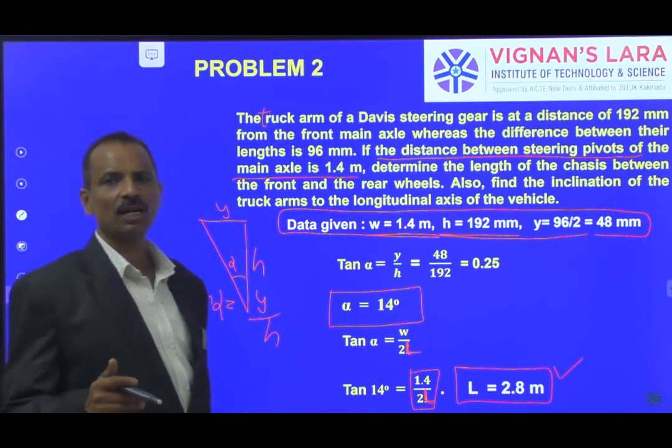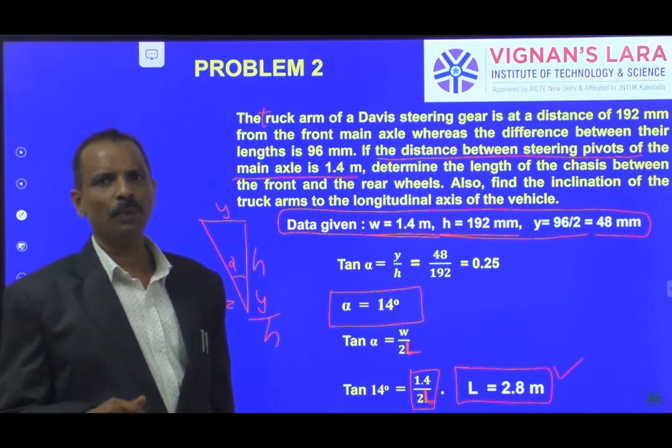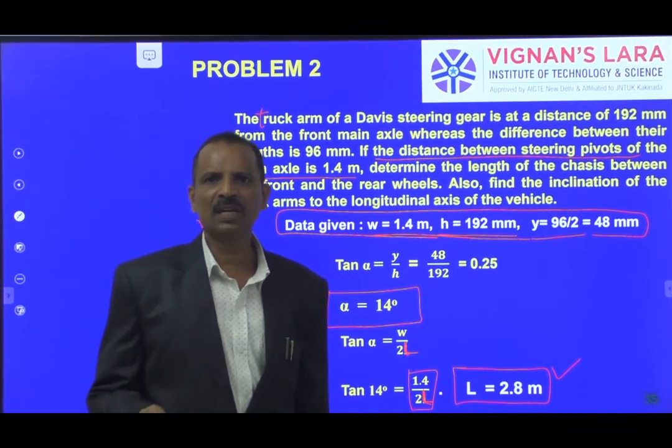In the next lecture we will discuss the Ackermann steering gear, and we will compare the Ackermann steering gear and the Davis steering gear in the fifth lecture of this unit.